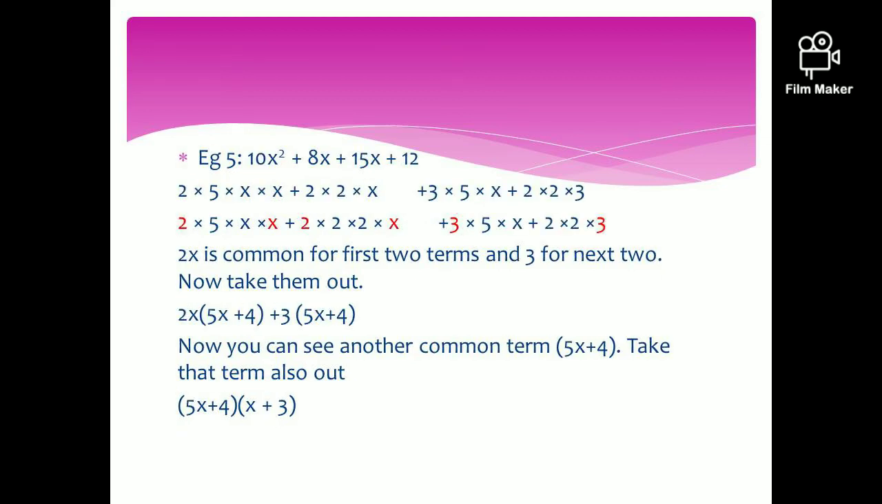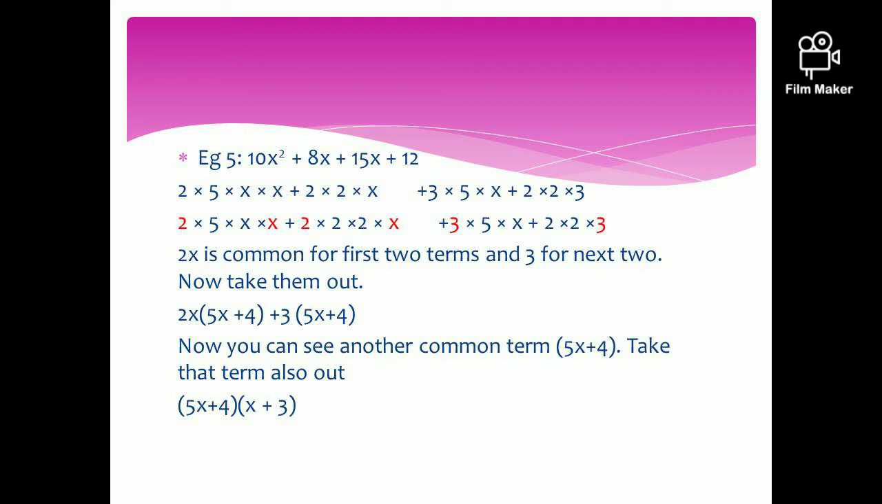I made this question a little harder. Our objective is to factorize 10x squared plus 8x plus 15x plus 12. If you follow the steps, I have isolated the terms 10x squared plus 8x and 15x plus 12 separately. With that, you can understand that the common term from 10x squared plus 8x is 2x, and the common term from 15x plus 12 is 3.